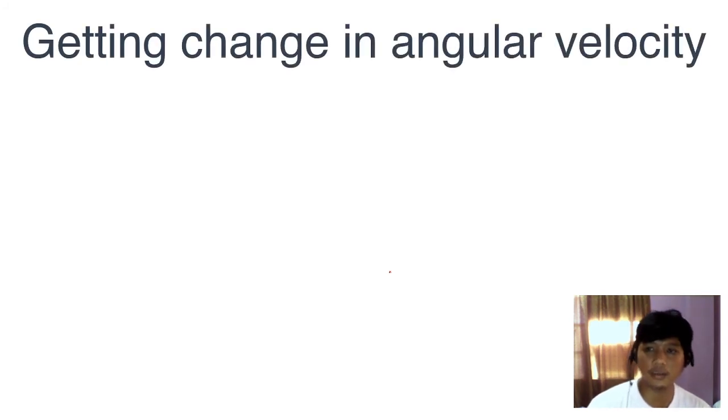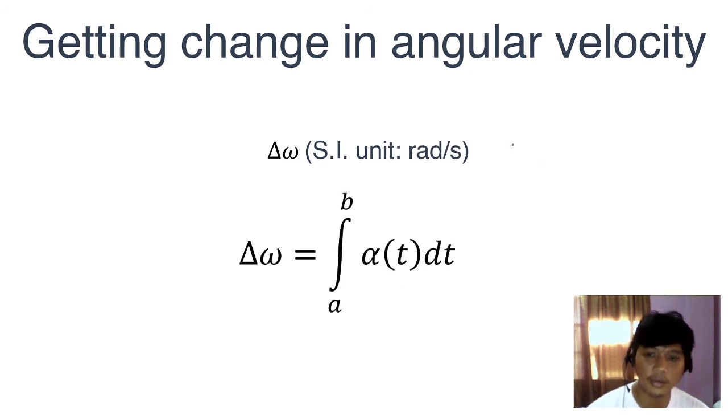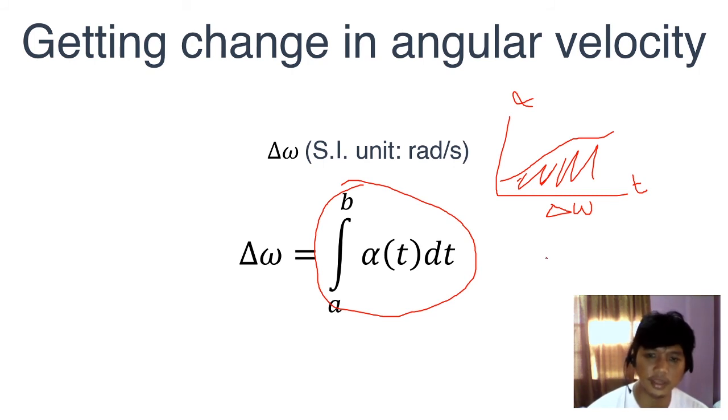How about getting the change in angular velocity? If you have a graph of the angular acceleration versus time, the area under that graph is the change in angular velocity. And if the area is not easy to find, you have to use the area formula which involves the integral. It's similar to the previous one, but with different concepts.